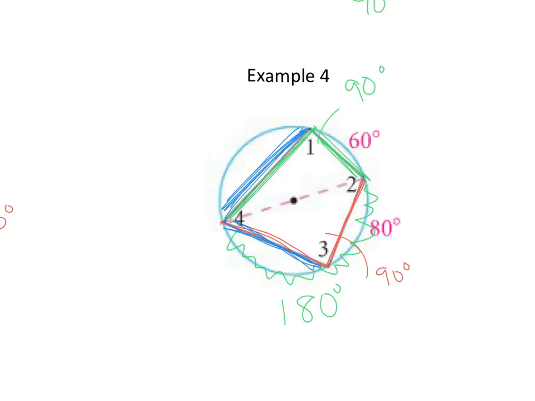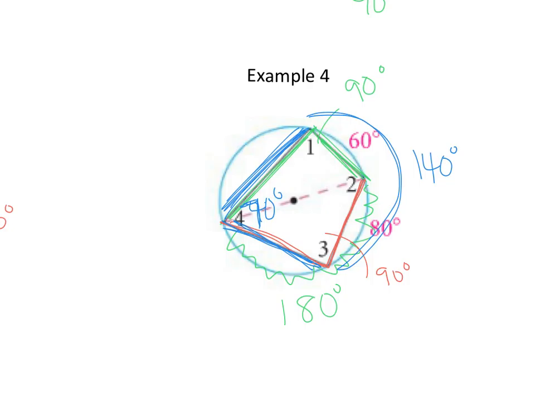Angle 4 is made up by these two segments, so this would be the arc. So 60 plus 80 is 140 degrees. That would make angle 4 70 degrees because it's half of 140 degrees.